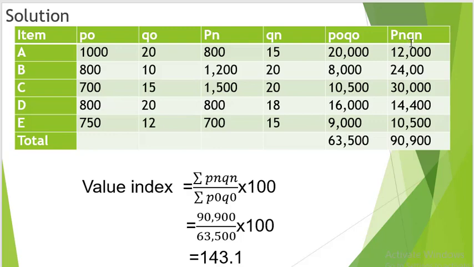Then also you create this product, you come up with 12,000, 24,000, 30,000, 14,400, 10,500. Then you sum all those entries, you come up with 90,900. Then by formula, value index is equal to summing Pn Qn over summing P naught Q naught times 100. Now we pick our values: 90,900 divided by 63,500 times 100. Solve that, you come up with 143.1. That becomes our value index.